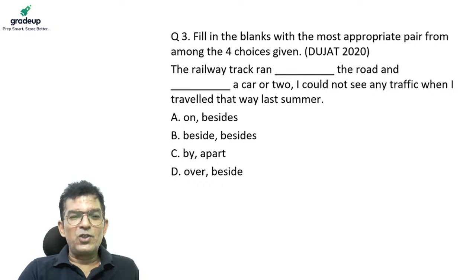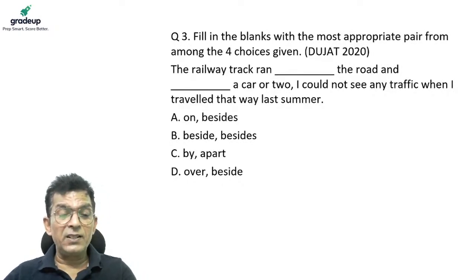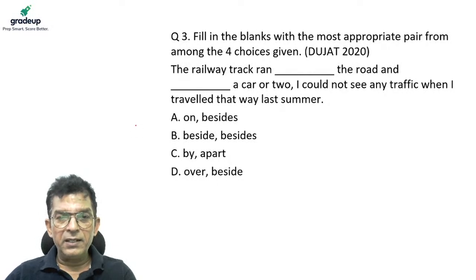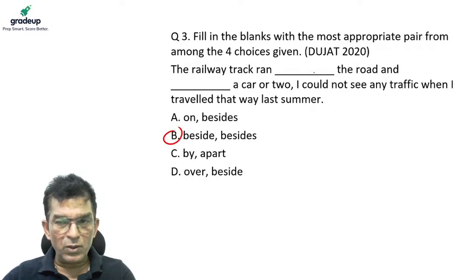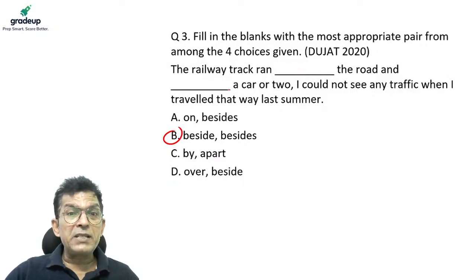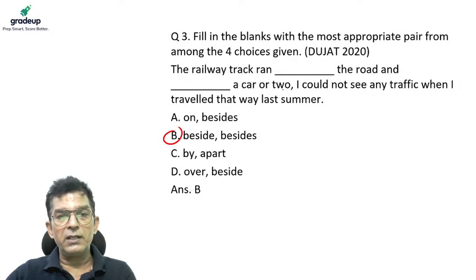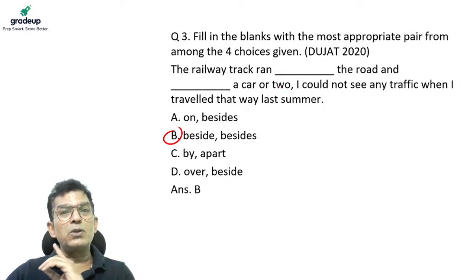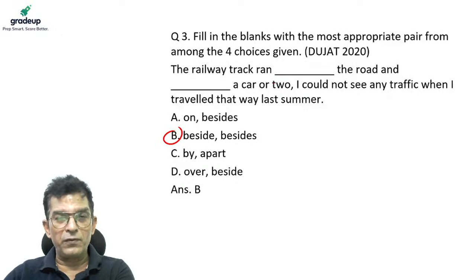Okay. So, now here the answer is B. It is beside and besides, because by the side of the road, the railway track ran by the side of the road, and besides, apart from a car or two, I could not see any traffic. Therefore, B is the correct option. So grammar is also important. Vocabulary is also important for DUJAT.